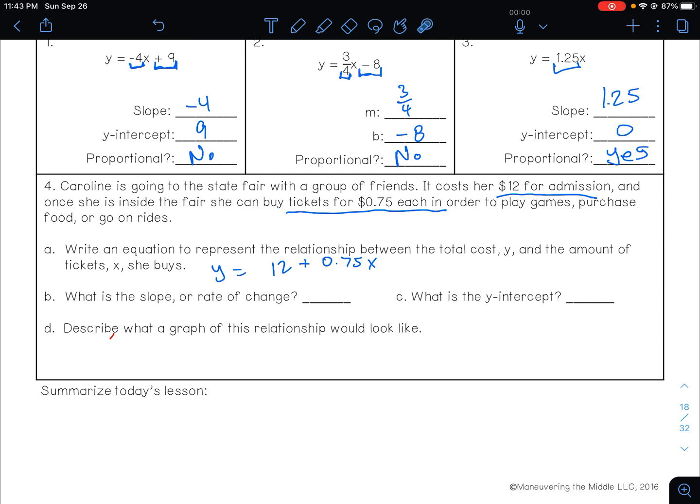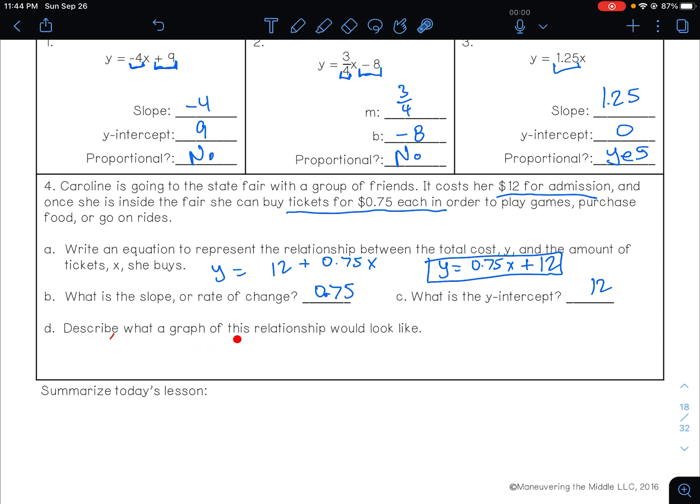Remember, you always multiply the rate of change or slope with the x variable. A lot of times it's actually preferred that you start with the x, so y equals mx plus b. That means y equals m, the slope, 0.75x, plus b, the y-intercept, the constant, 12. So they prefer you to write your equation that way. Anyways, what is the slope or rate of change? It is the 0.75, or 75 cents in this case. And what's the y-intercept? It's the $12 initially, because you don't pay more the longer you stay. It's just a one-time fee.